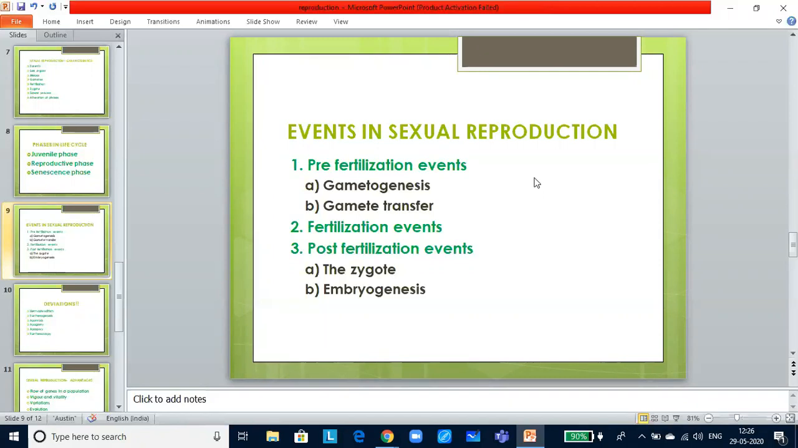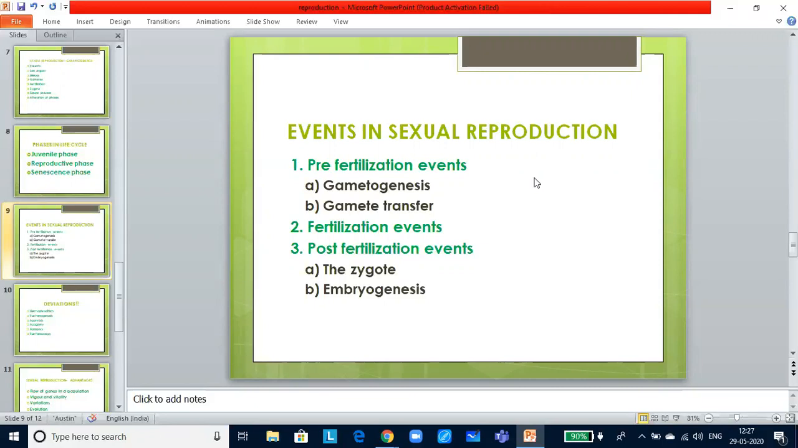Now, the next thing is gamete transfer. So, how do the gametes get transferred? If you look at bryophytes and pteridophytes, it is through a watery medium. They require water, and they are by archegonium. In seed plants, the pollen comes and lands on the stigma, and then there is a transfer of the gamete. In animals, it could be either by external fertilization or internal fertilization through copulation.